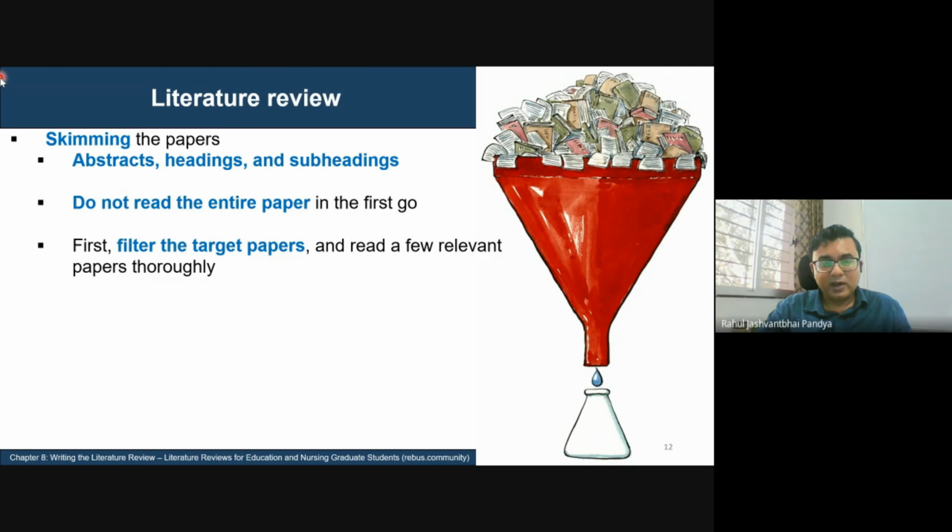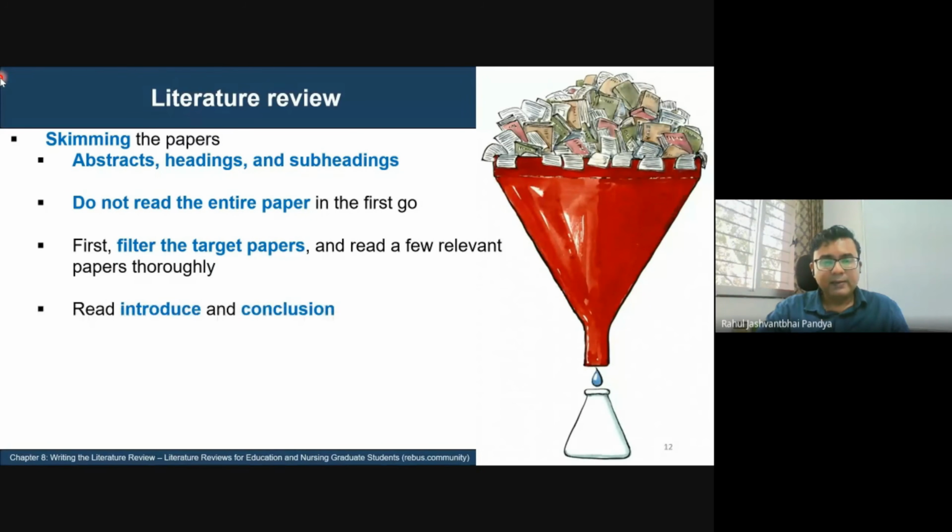So let's say if we download 100 papers, out of those, maybe 10 or 20 papers we have filtered out. Maybe the 10 best papers, 10 or 15 papers, which are highly relevant. And we have to read only a few relevant papers thoroughly. So let's say I identified 10 papers. Now I will read the other papers, but quickly, not thoroughly.